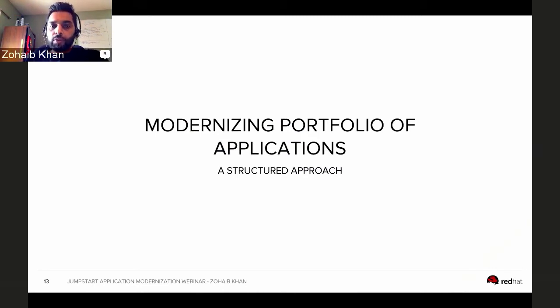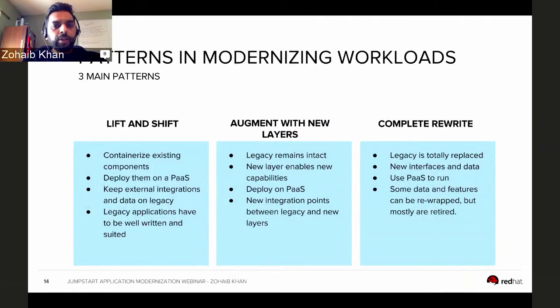So let's talk about a structured approach of how to move forward with it. And this is a distillation of our work that we have done with various customers in the field. So there are three main patterns that we have identified that I'm going to talk about in detail. The idea is that when we deal with the application portfolio, we can analyze that portfolio and apply one or more of these patterns so that we can, in a structured fashion, develop a capability that allows the app dev manager who has 10, 15 systems, or a VP who has hundreds of systems, or a CTO who has even hundreds and thousands of systems, to put a very structured approach in place. So the three patterns are lift and shift, augment, and complete rewrite.